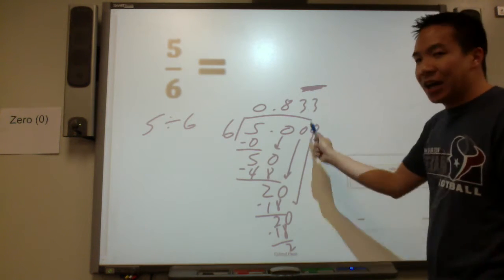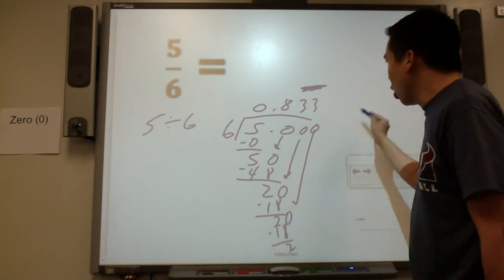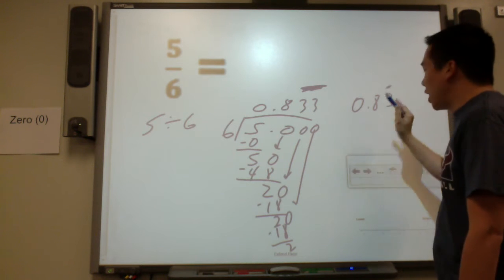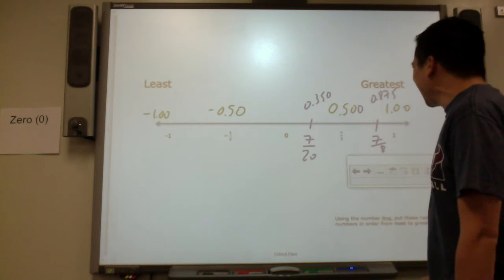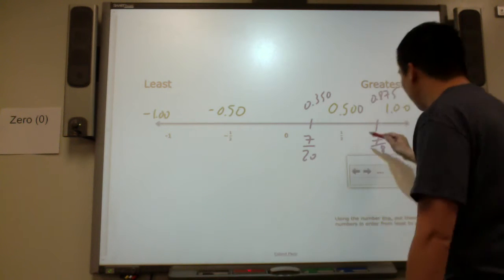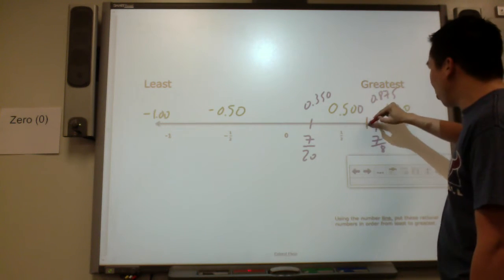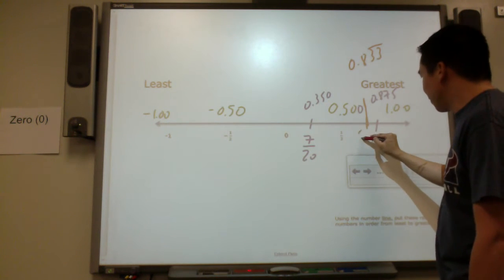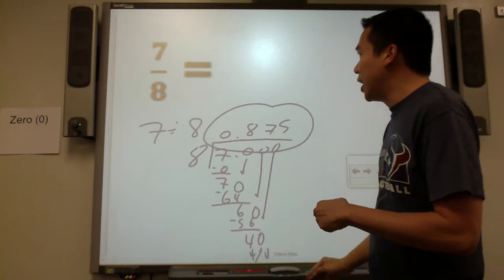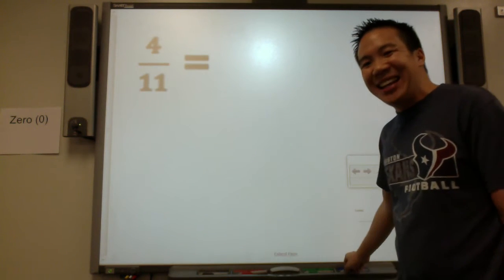So we could say 0.8333 repeating, or you could say 0.83 with a bar over the 3 repeating. So let's go back to our number line. It's 0.833, so that would be going right before 0.875. That's 5/6.